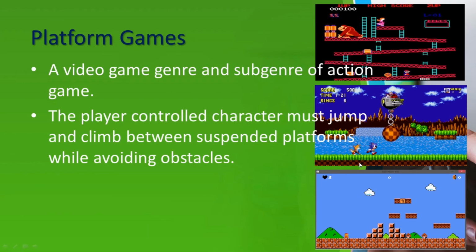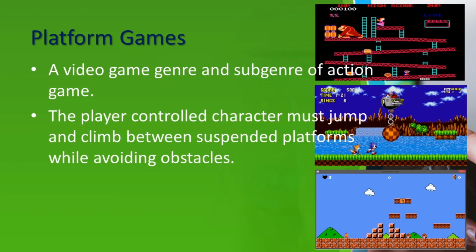Then let's look at some genres of games. Some examples of genres of video games. The first one we have is platform games. So what is a platform game? It is a video game genre and subgenre of action game where the player controls a character that must jump and climb between suspended platforms while avoiding obstacles.